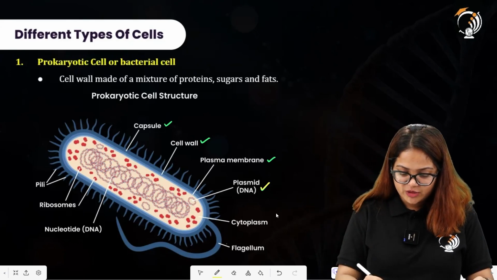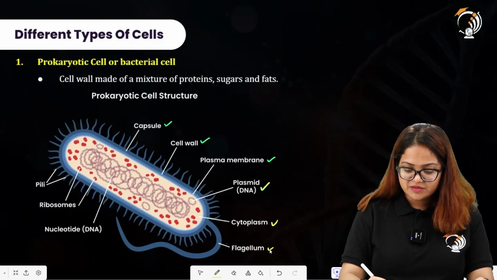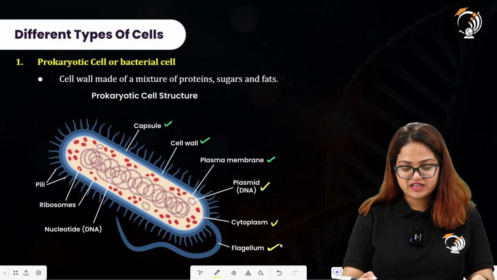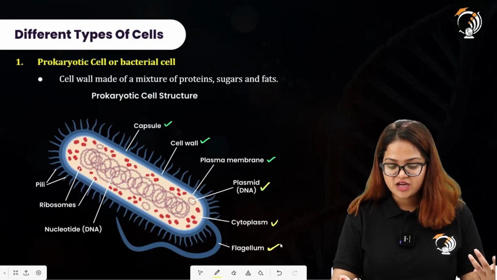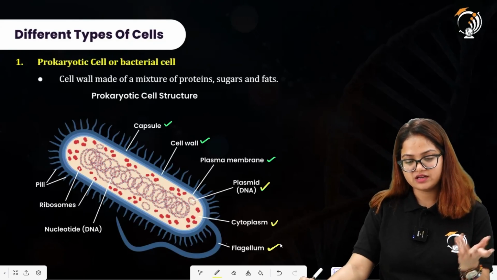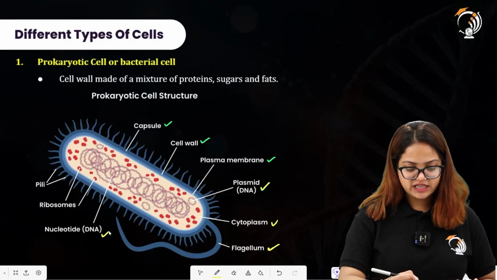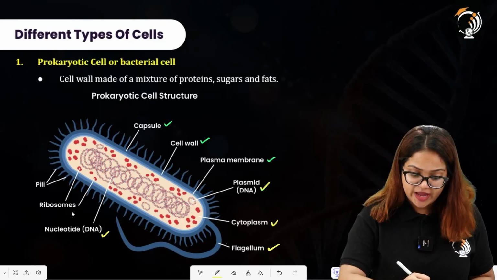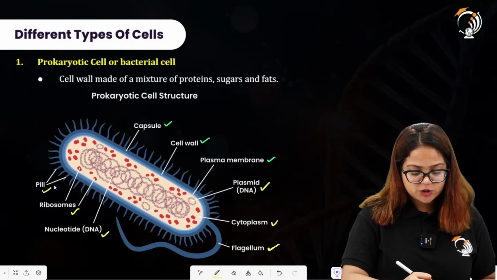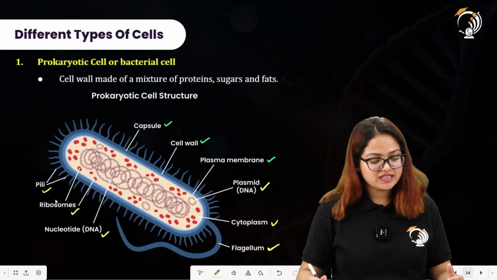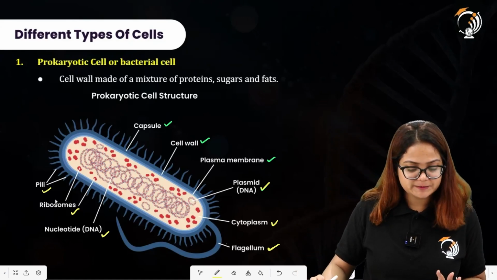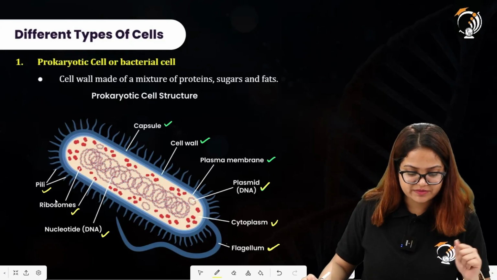Cytoplasm is there, and flagellum is there, but it is present only in some of the bacteria. Not all bacteria have flagellum. Those that require movement require the presence of flagellum. Then we have the nucleoid, that is the DNA, which is the genetic material. They do have ribosomes. Pili are also there, which have a function in DNA transfer as well.